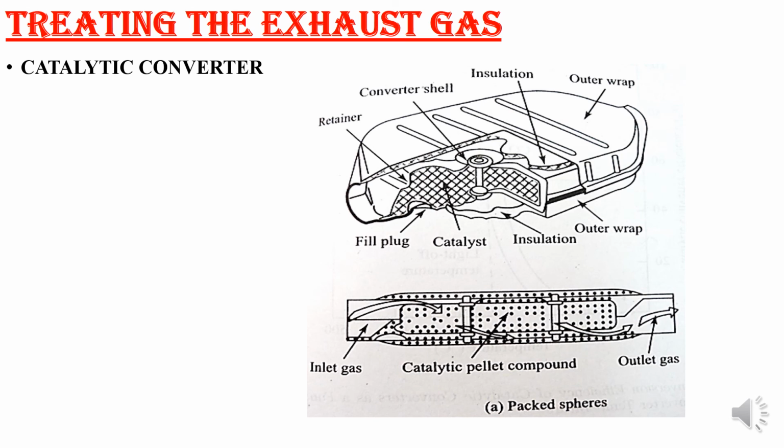A vehicle fitted with a catalytic converter in the exhaust system must use unleaded gasoline, that is lead-free gasoline. Otherwise, lead will react in this catalyst and deactivate it, making it ineffective. So unleaded gasoline has to be used as fuel. So this is how you can treat your exhaust gas, and this completes your exhaust emissions.